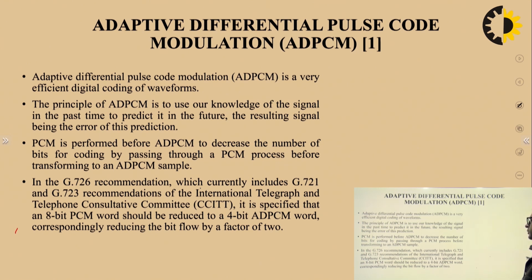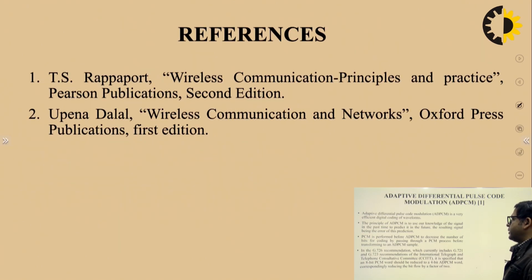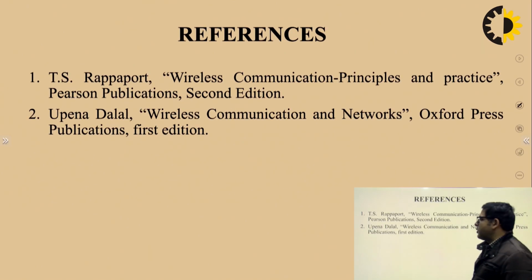According to the G.726 recommendation, which currently includes G.721 and G.723 recommendations of the International Telegraph and Telephone Consultative Committee, it is specified that an 8-bit PCM word should be reduced to a 4-bit adaptive differential pulse code modulation word, correspondingly reducing the bit flow by a factor of 2. So, in this adaptive differential pulse code modulation coder, we can further reduce our bit rate. So, this is all about vocoders.